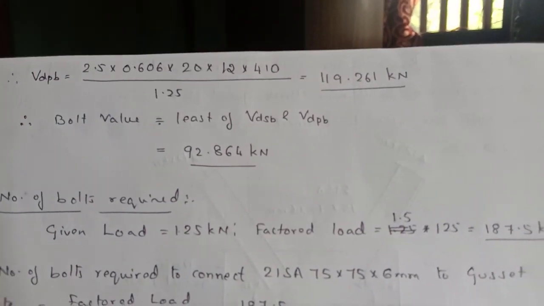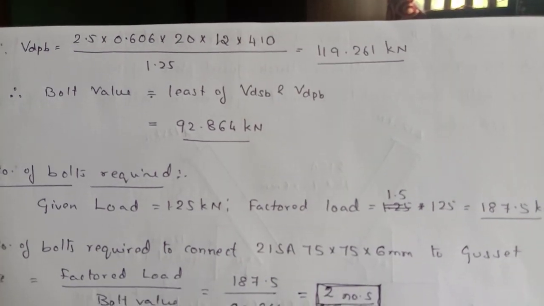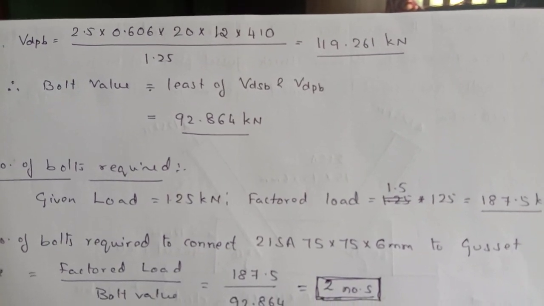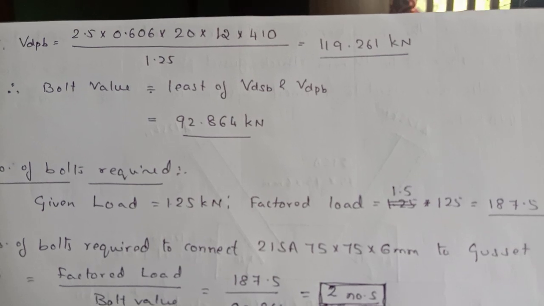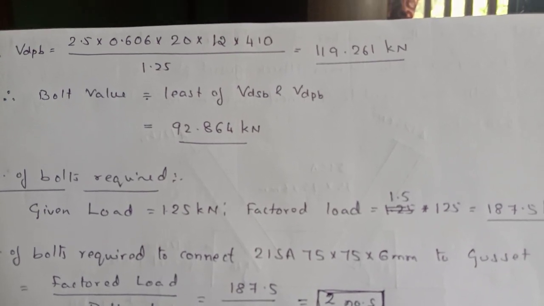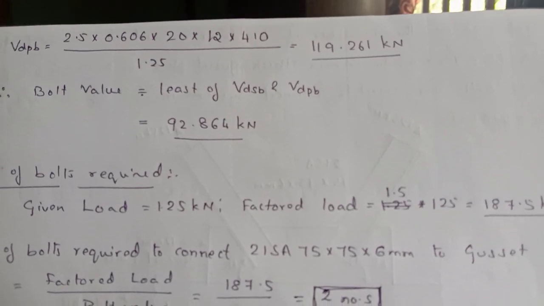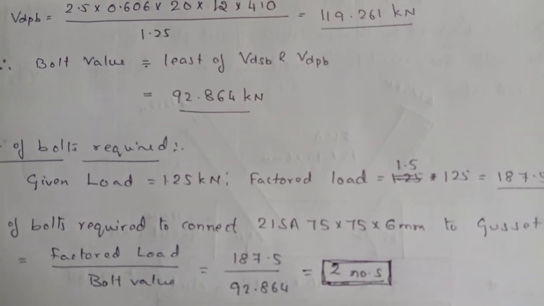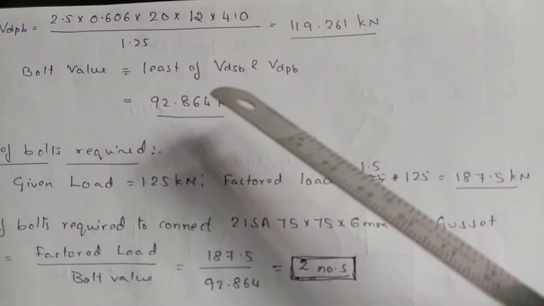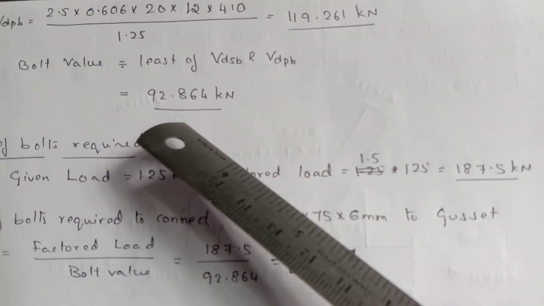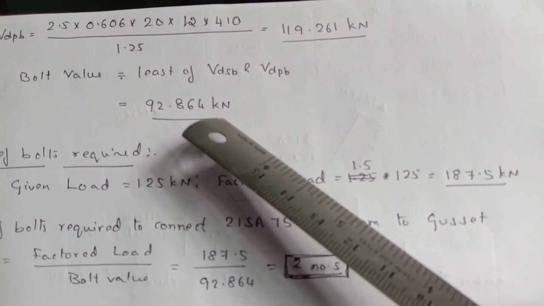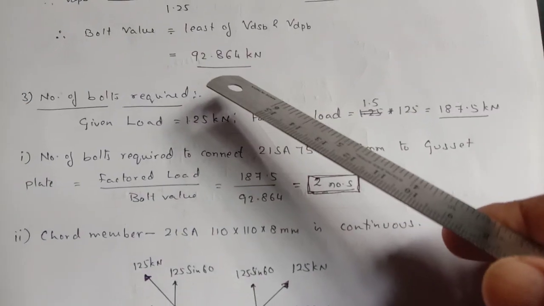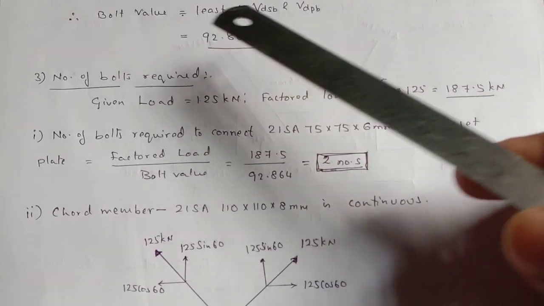Now you see the continuation of this. We are going to calculate Vdpb. So Vdpb works out to be 119.261. So out of the design shear strength and also the design bearing strength, the least value will give you the bolt value. So least of Vdsb and Vdpb equal to 92.864 kilonewton, that is the shear. So 92.864 is the bolt value.